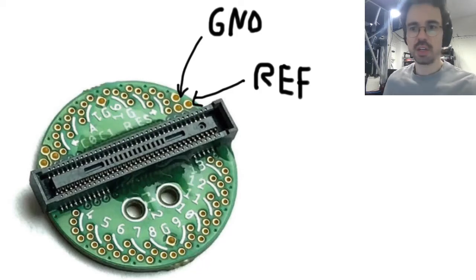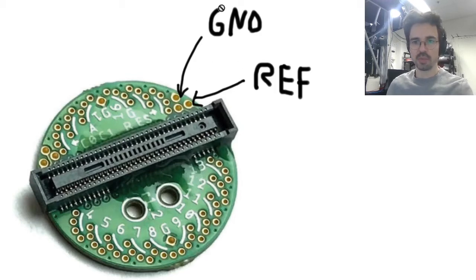Hi, I'm Jacob. In this video, I want to give you a quick overview of what ground and reference mean with regard to electrophysiology, mostly extracellular electrophysiology, but really it's the same even when we talk about something like an EEG system or an EMG recording.